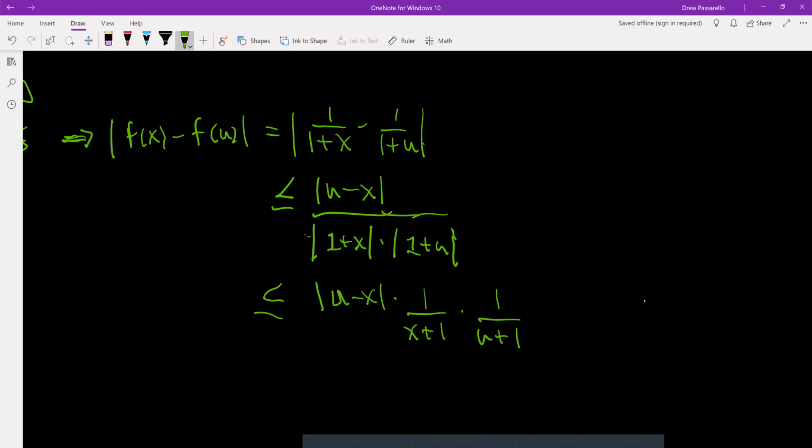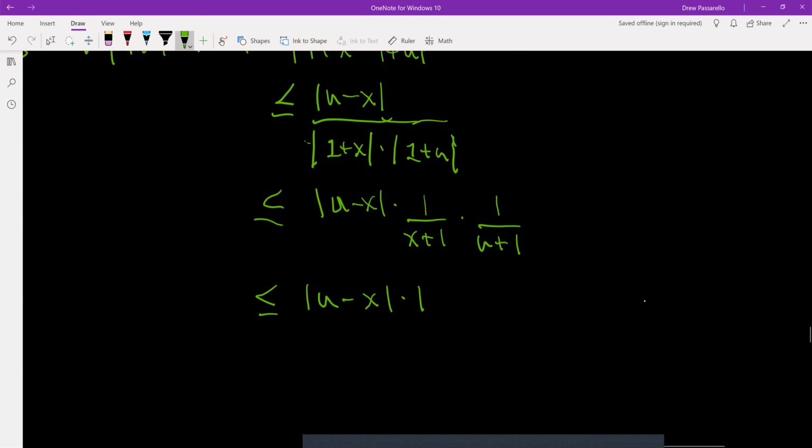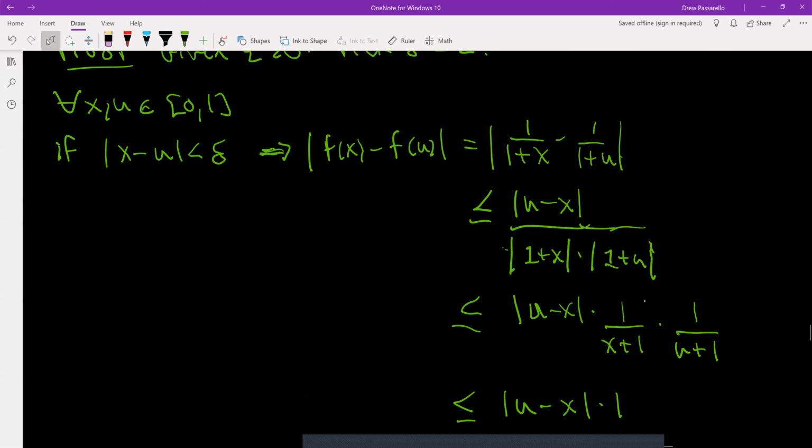And we know that 1 over x plus 1 is less than or equal to 1. 1 over u plus 1 is less than or equal to 1. So this will be less than or equal to absolute value of u minus x times 1, or just the absolute value of u minus x. And we know that's less than delta. So this is less than delta, which is epsilon. So hopefully that string of inequalities makes sense.